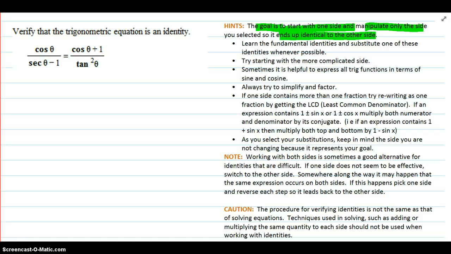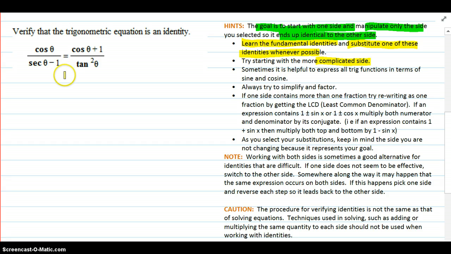There's a bunch of hints. The first hint was learn the fundamental identities, and that was in the last section. Make sure that you know them. Substitute one of these identities whenever possible. Always try starting with the more complicated side.